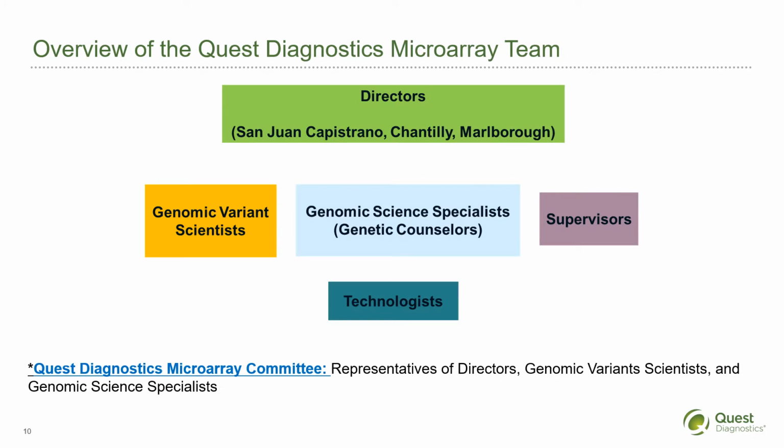The Quest Diagnostics macroarray team includes directors from California, Virginia, and Massachusetts, genomic variant scientists, and genomic science specialists. They also include licensed genetic counselors, supervisors, and technologists. The macroarray committee consists of representatives of directors, genomic variant scientists, and genomic science specialists.